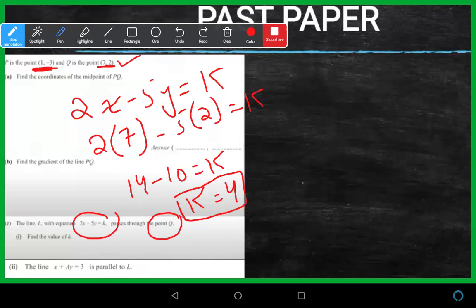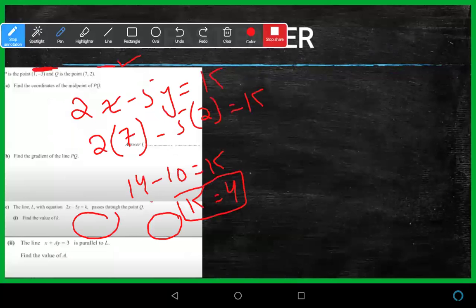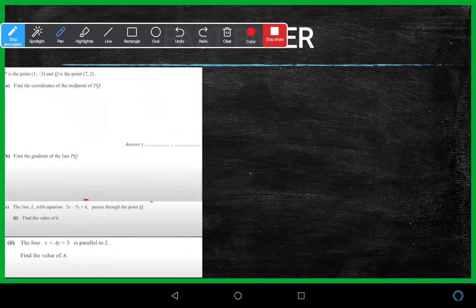The line x plus ay is equal to k is parallel to L. So we have another equation which is parallel to L. I think there's a question missing in it, I have to check it. Okay, so we need to find the value of A in this question. We have the line x plus ay is equal to 3, which is parallel to L.